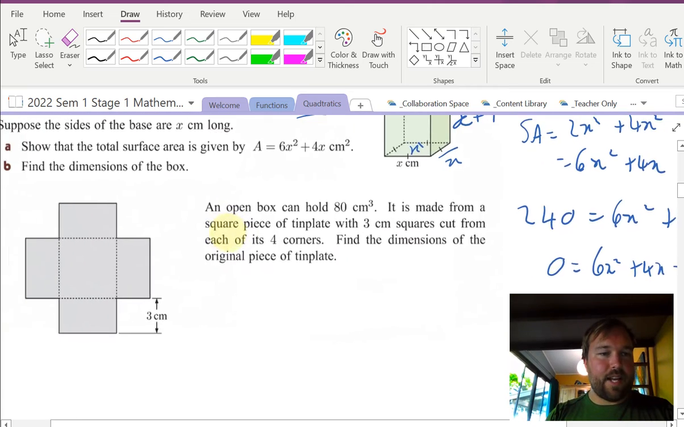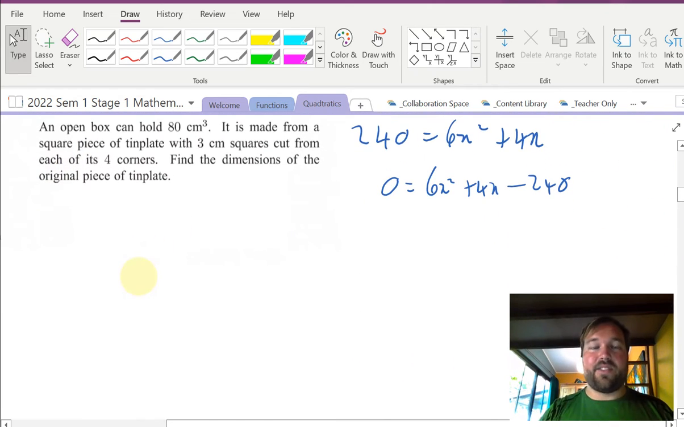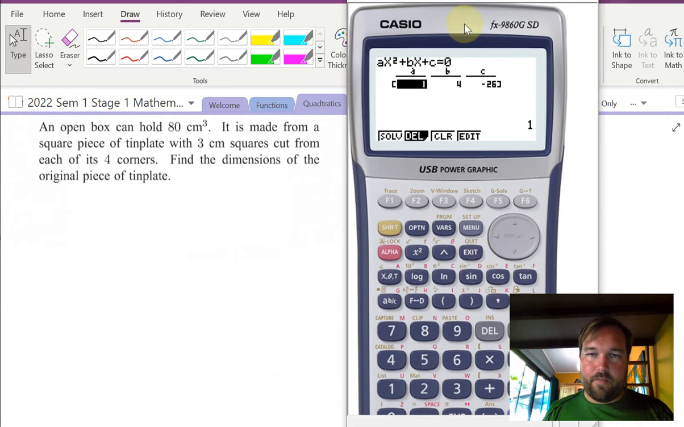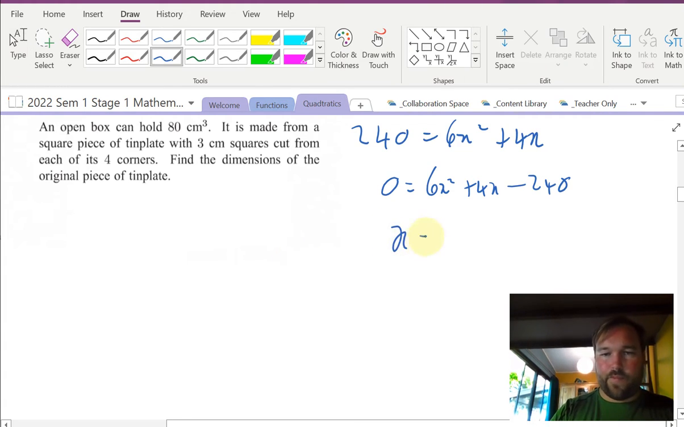And then does it say exact? No, it just says find the dimensions. So we both need the length, width, and height. We need x, then x plus 1. We can throw that into our calculator again. X, what was it? 6, 4, negative 240. 6 and negative 6. Okay, so clearly the negative isn't applicable here because we need a positive length. So we're going x equals 6. X equals 6. Therefore, the width is 6 and the height is 7.